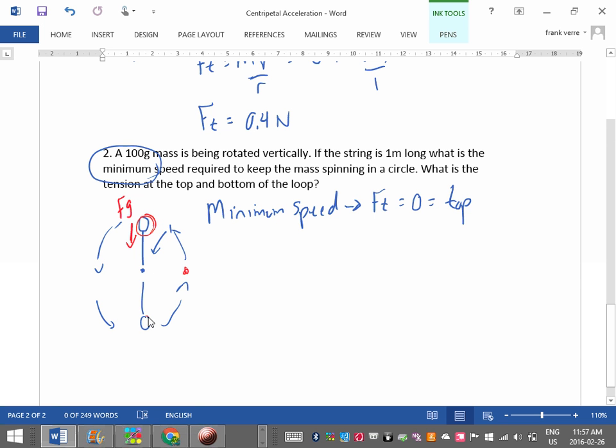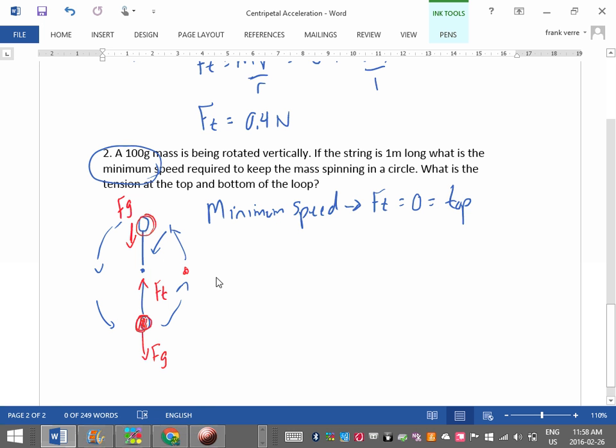But what about over here? Let's think about this position. Which way is the center? Up. So, which way is gravity? Down. So, should there be tension at this point? It should be. In fact, the tension has to be greater than what? Has to be greater than gravity. That's what's going to happen. It's going to not go towards the center, right?